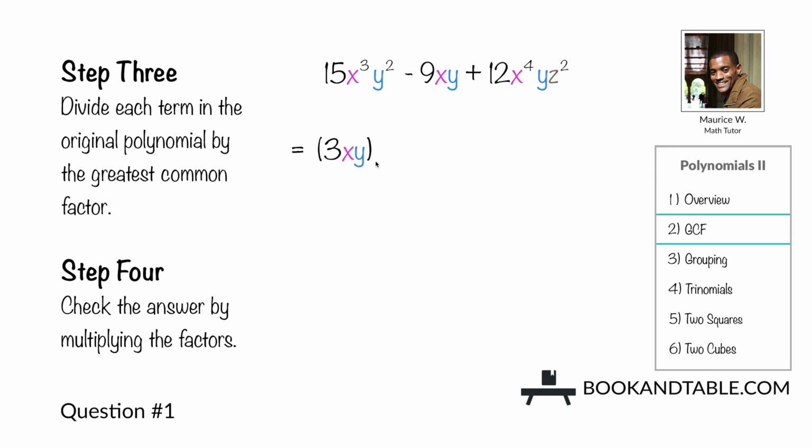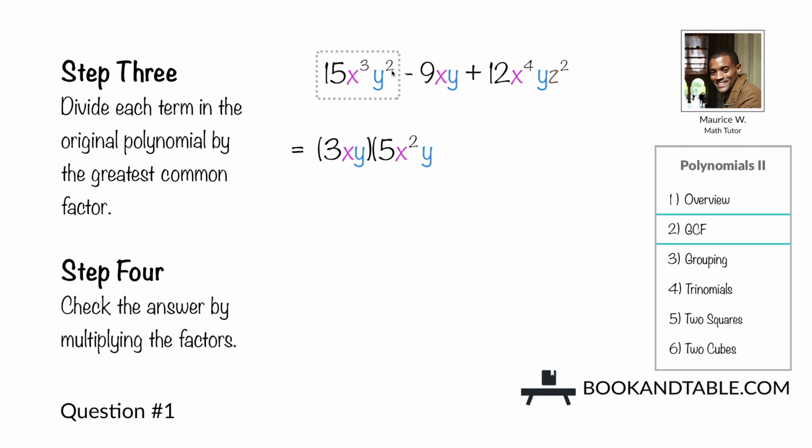And now to figure out the second factor for this polynomial, you want to divide each term in the original polynomial by the greatest common factor, 3xy. When you do so, we get 15 divided by 3, which is 5. X to the third divided by x is equal to x to the 3 minus 1, which is 2.